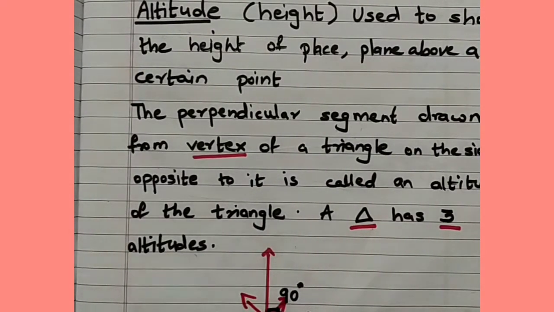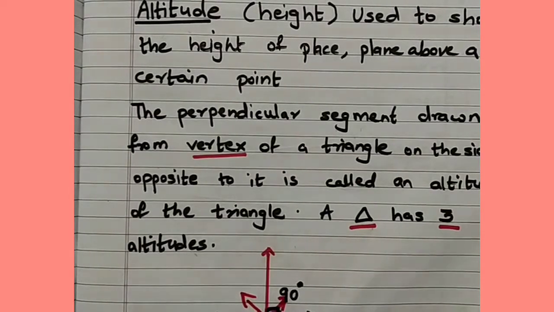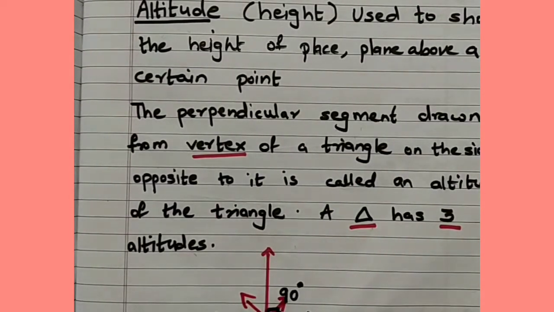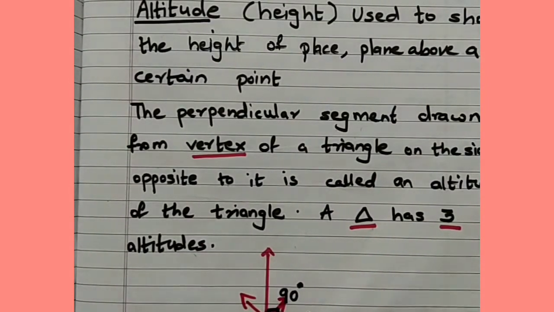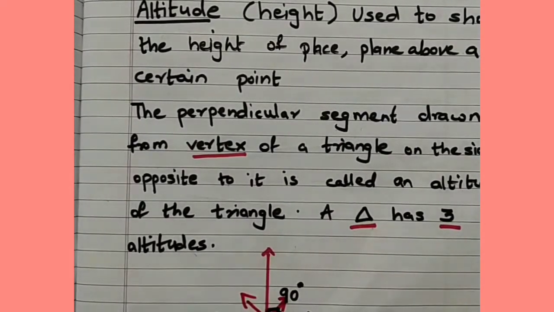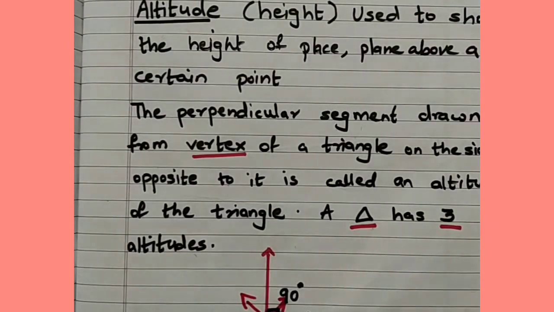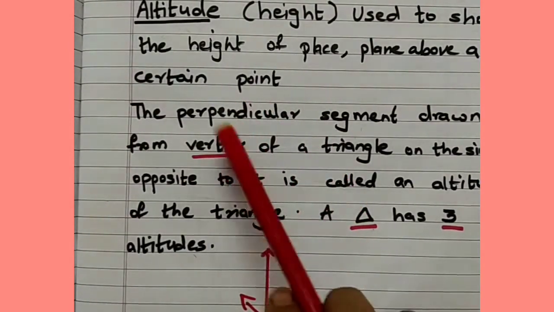So if you take any one vertex and you start a line or a segment from the vertex to the opposite side of that vertex. Each vertex has one side which is opposite to it. So there will be three vertices and three sides opposite to each of these vertices. When we draw a segment from one vertex to the opposite side, then from the second vertex to the opposite side, and the third vertex to the opposite side, there will be three altitudes in a triangle.